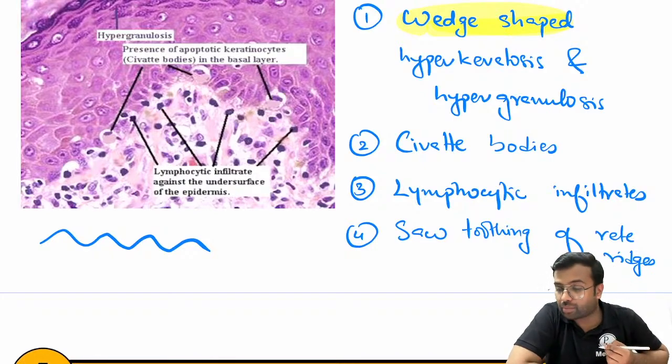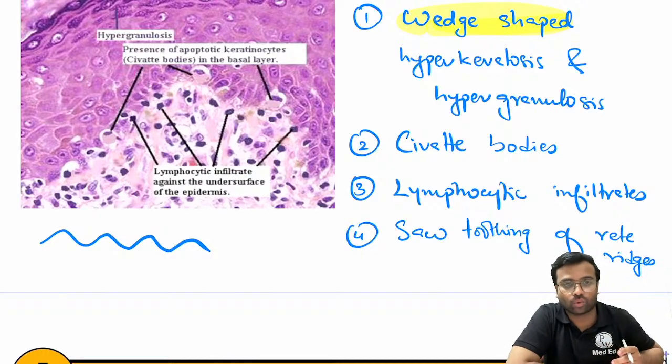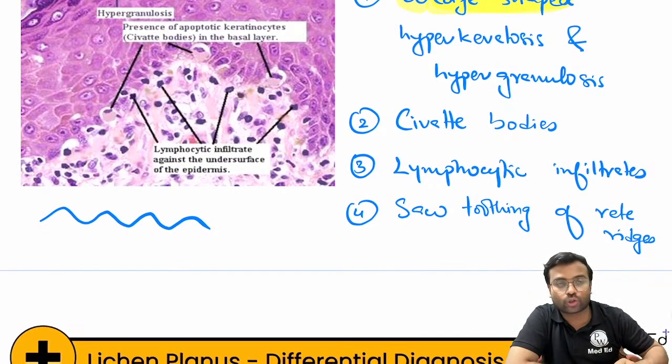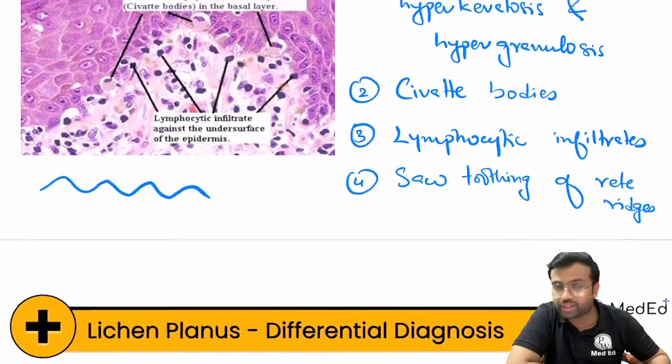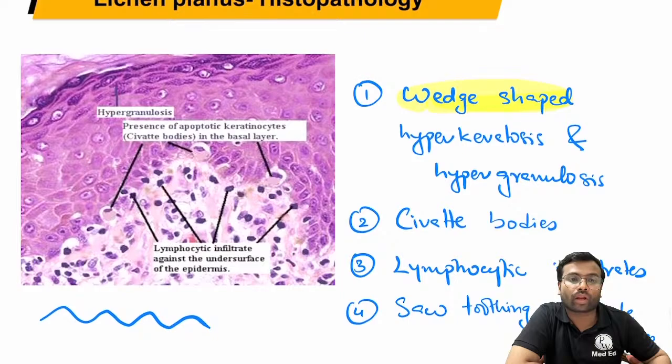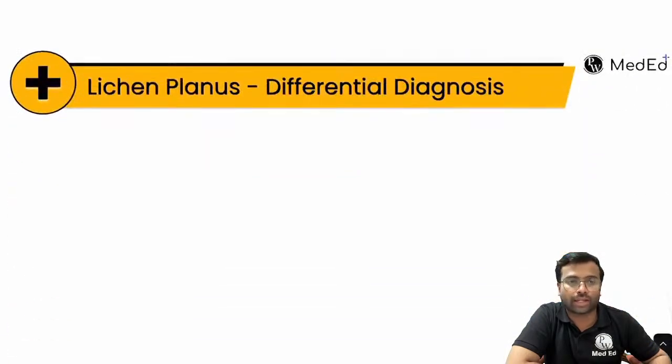Yes, interface dermatitis. Interface dermatitis is an excellent one because that can also be seen, because most of the changes you can see somewhere around the basement membrane zone. Okay, all these things can be seen in the histopathology of lichen planus.